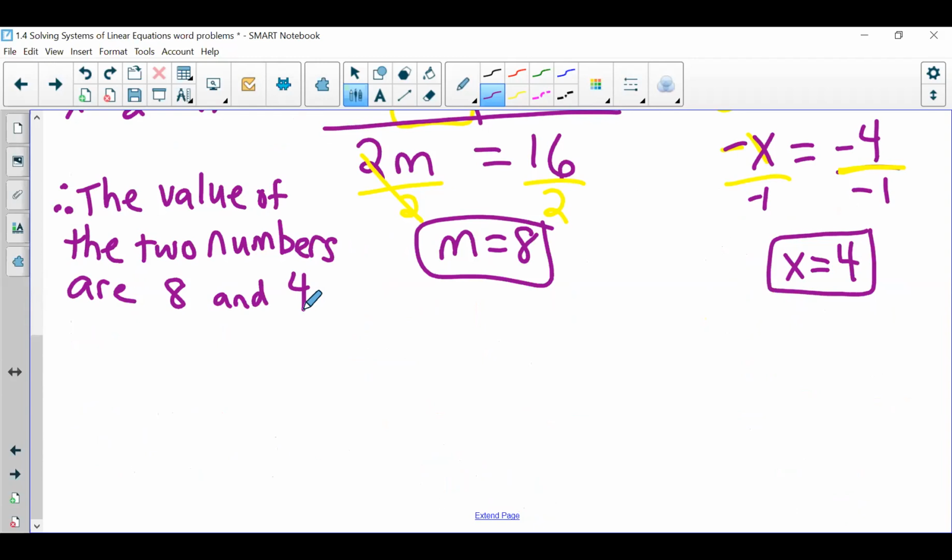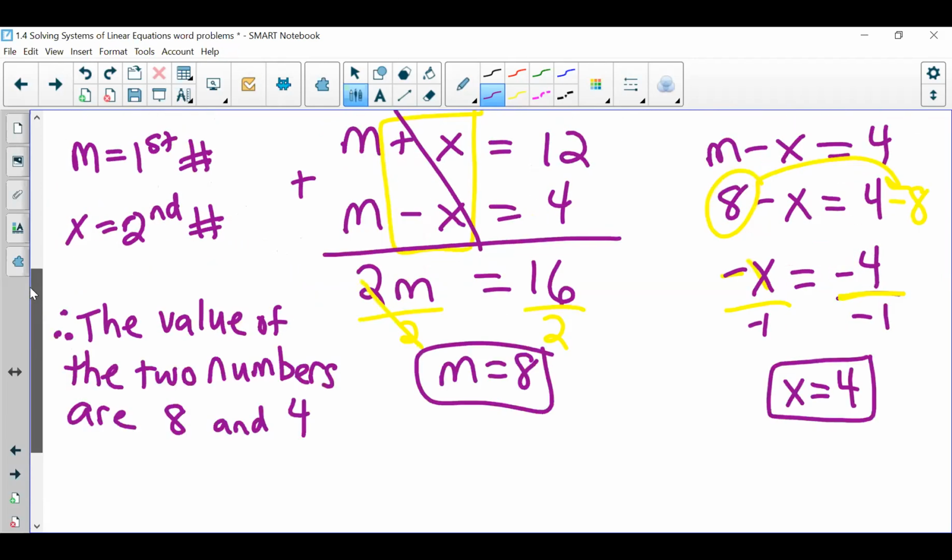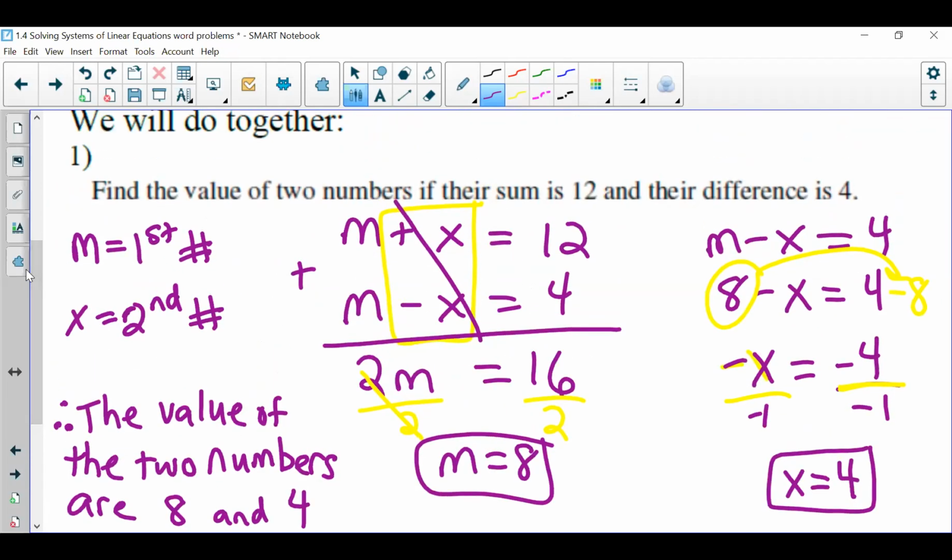Now, some of you guys were maybe just trying to randomly find those two numbers, but 8 plus 4 is 12, and 8 take away 4 is 4. So it fits the qualifications, but the numbers are not always whole numbers. So please don't just try to guess and check. You could be guessing and checking your whole life. So set up a linear system. This involved reading the question, interpreting it, making equations, and solving. Any questions on that one?